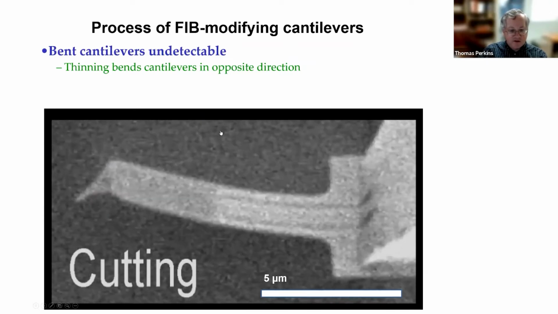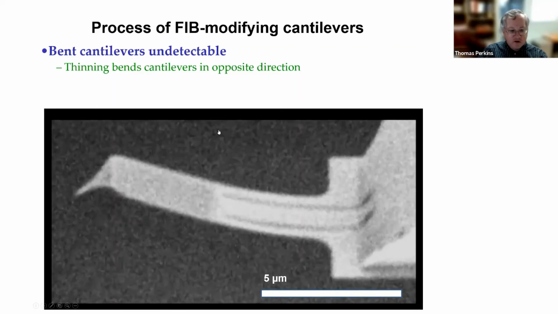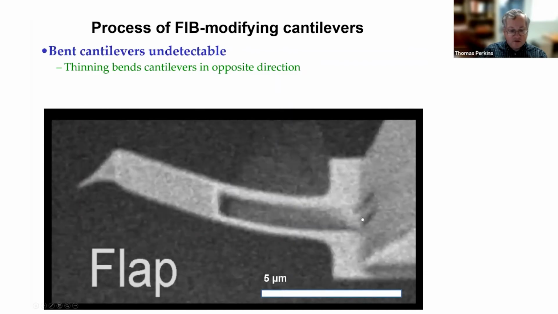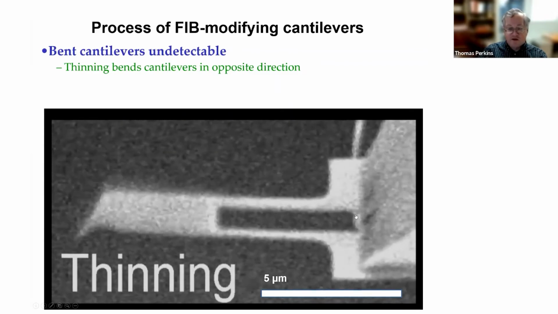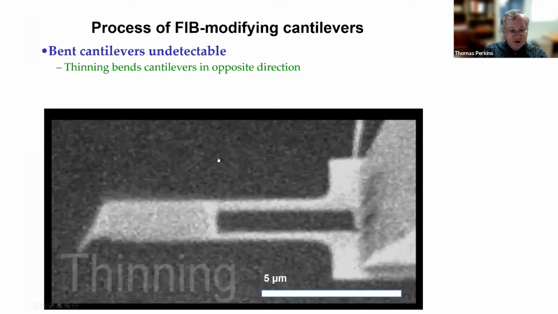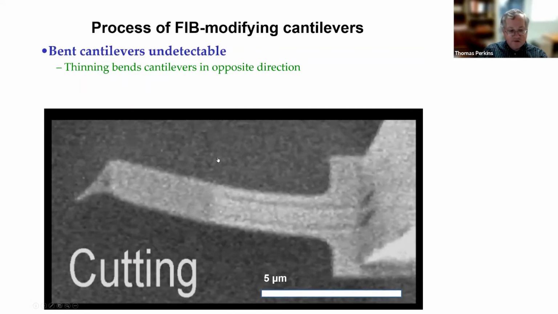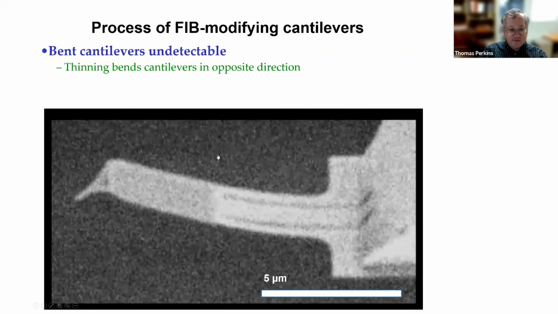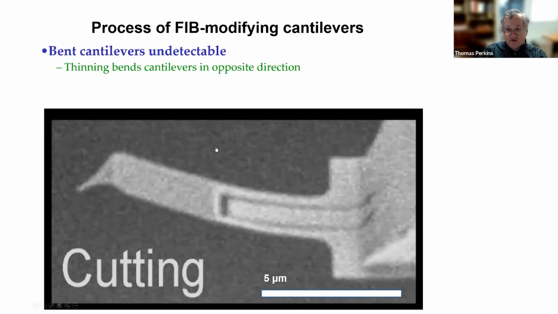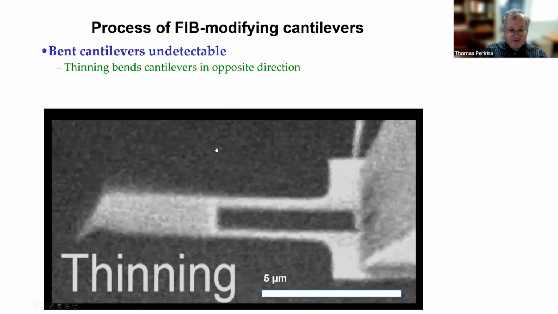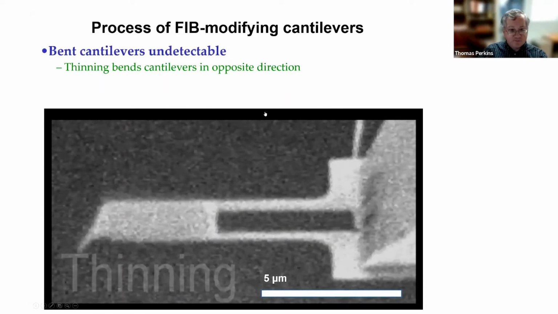First, we cut these slits, and then we cut a flap out, and it's going to go up, and then we thin it. The process of looking at this with a scanning electron microscope while modifying it was really important, because in that thinning step, you notice that the cantilever straightened out, and that's very important to our yield. We want the cantilevers to be straight to be able to use them.